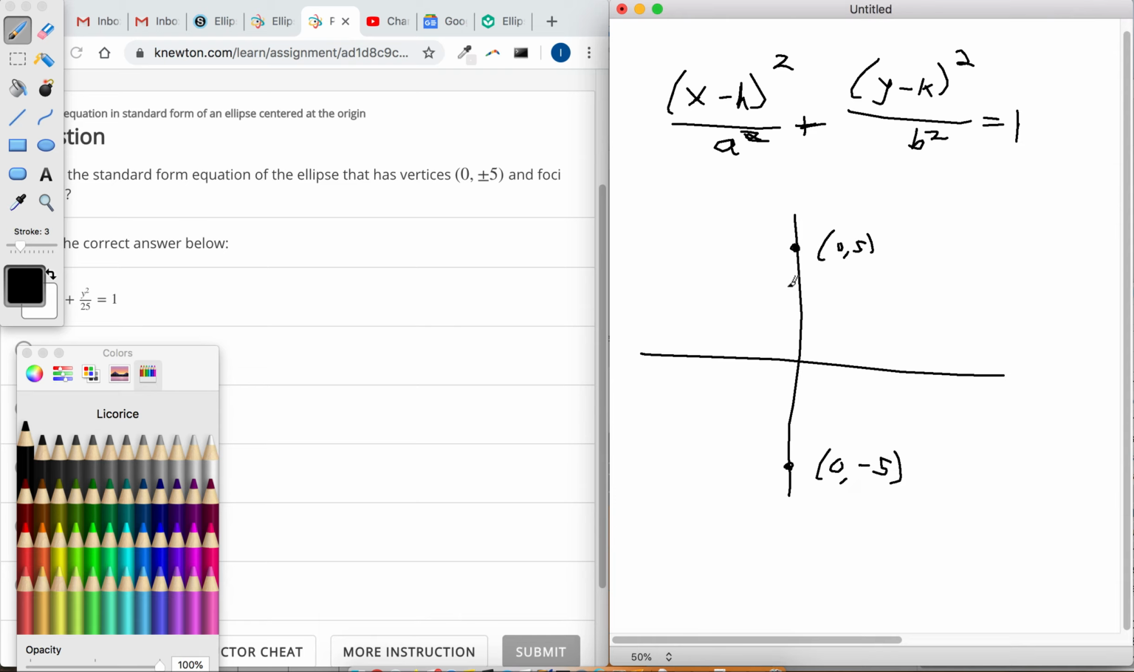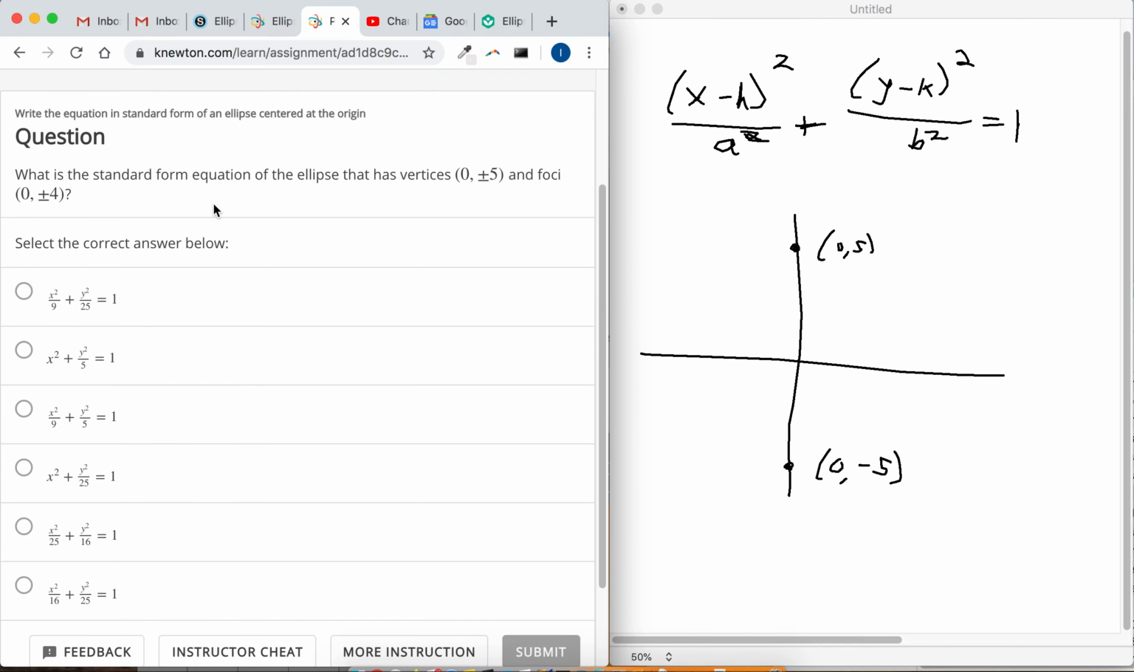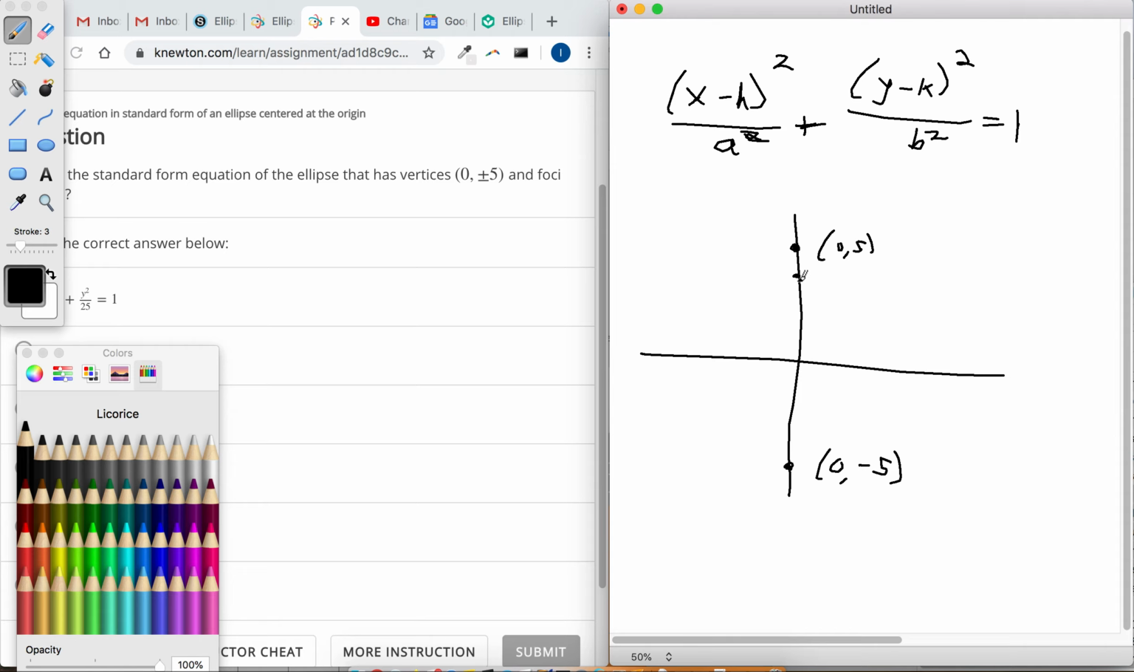And then you might be thinking, well, is it longer vertically or is it bigger horizontally like this? We can tell because that gave us the location of the foci. The foci always land on the major axis. So since these are the foci at 0, -4, we know the major axis is going to be vertical. It's going to be going straight up and down.